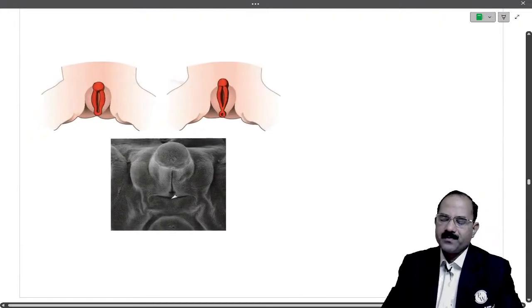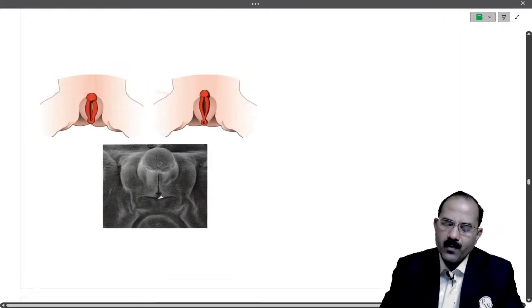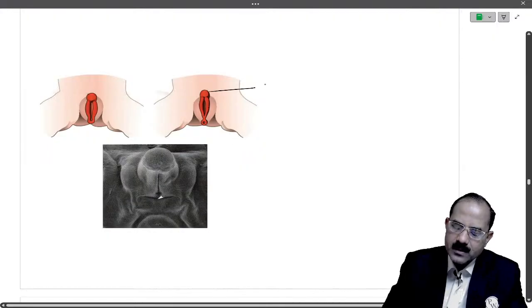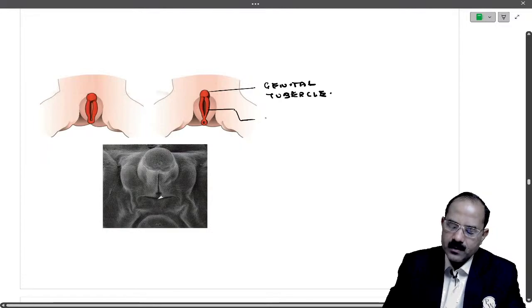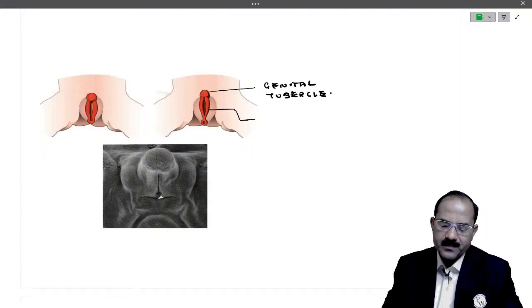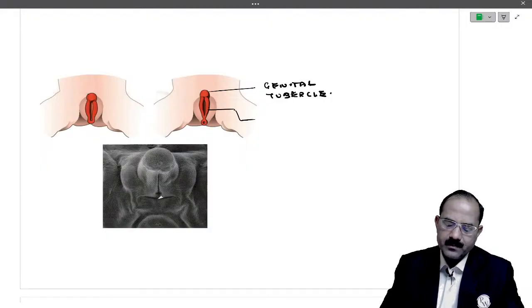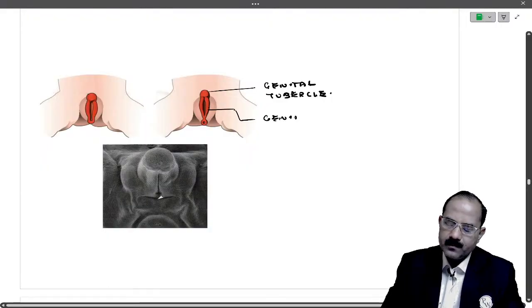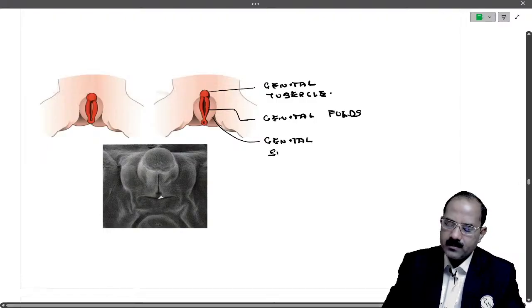Now you tell me this, another very important MCQ. What is this known as? This is the genital tubercle. What is this known as? Yes, any guesses? This is the genital folds, and this is the genital swellings.